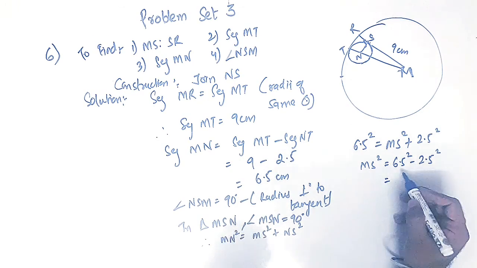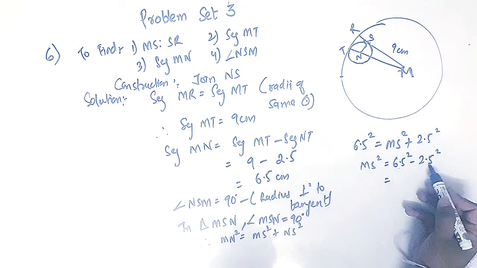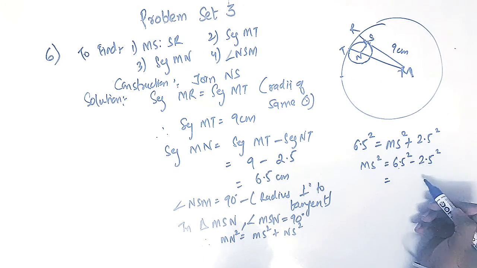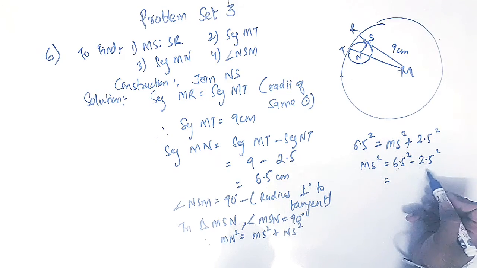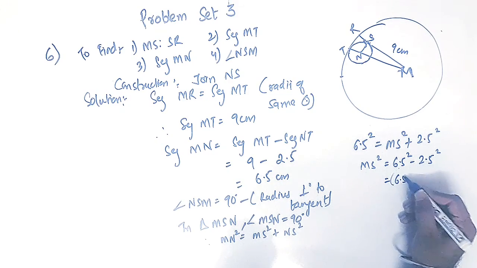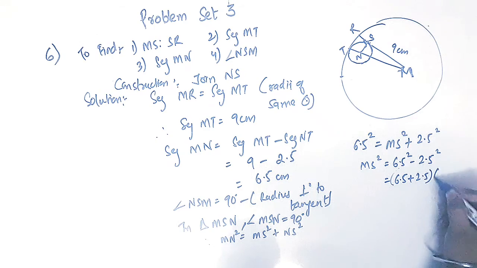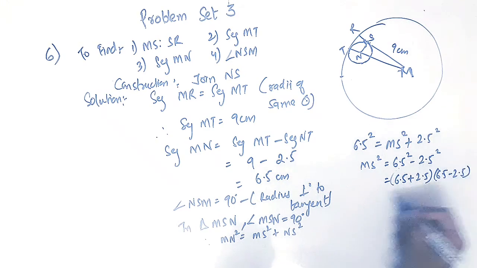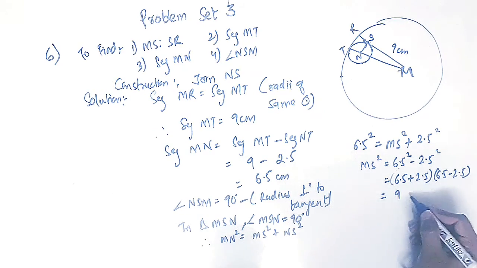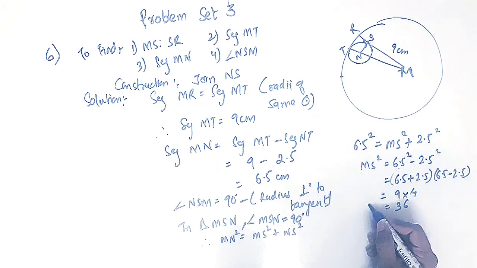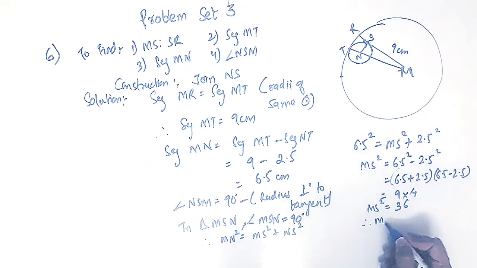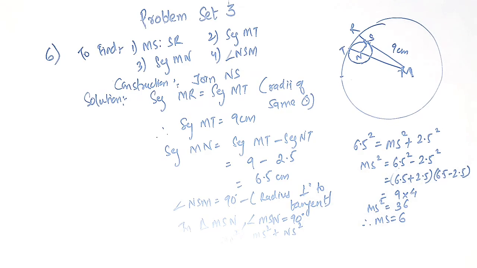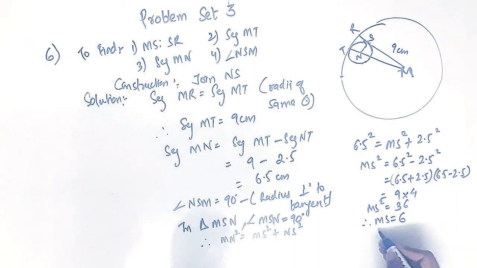Now you can do it in two ways. Either you can make the squares and write the squares of these numbers, or you can do it in a square minus b square form. So I am doing it in a square minus b square form, a plus b, a minus b. So 6.5 plus 2.5 is 9, into 6.5 minus 2.5, which is 4. So 9 fours are 36. MS square we are getting 36. So MS will be 6. We found what is MS. And what is SR? SR is very simple.